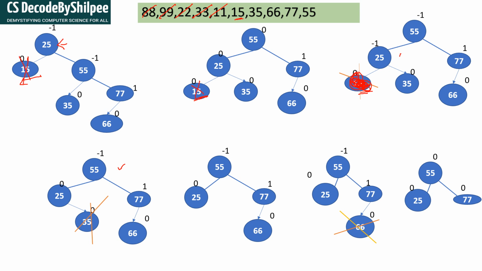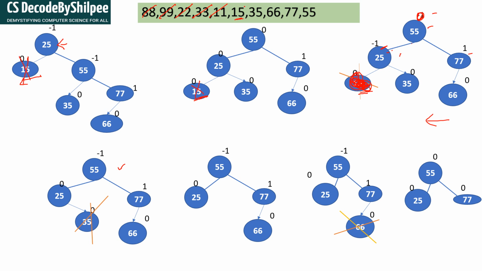So for 25, the right will become 0, and 0 minus 1 becomes minus 1. For 55 there is a single height. This height will be 2 here, so 2 minus 2 will be 0. Sorry, this height will be 0 here, and the height of 70 is 1. The balance factor is 1 only, right? So it is still in range, and there is no rotation required.